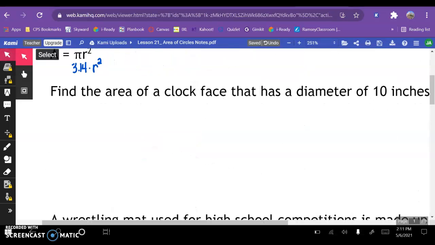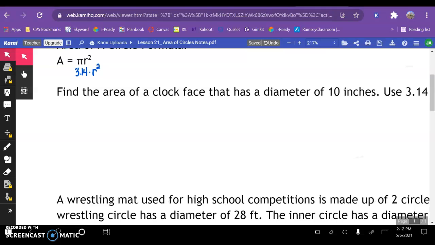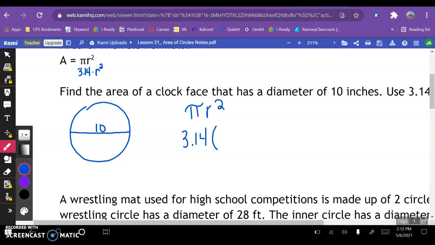So our first example says to find the area of a clock face that has a diameter of 10 inches, use 3.14 for pi. So we have a clock, and we know its diameter is 10. And we know the formula is pi r squared. We know that pi is 3.14. We don't know what the radius is yet because they gave us the diameter. So all the way across is 10, so we only need halfway, so halfway would be 5. So 3.14 times 5 squared.